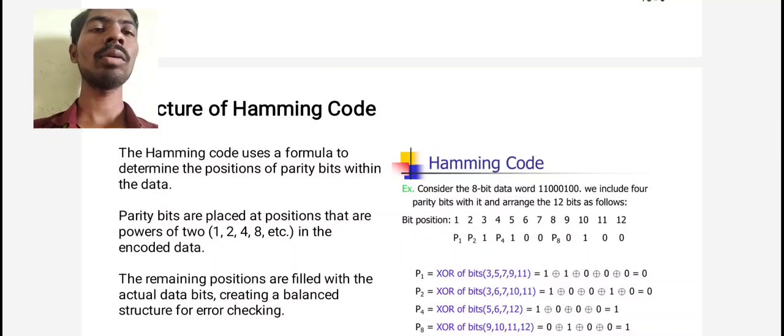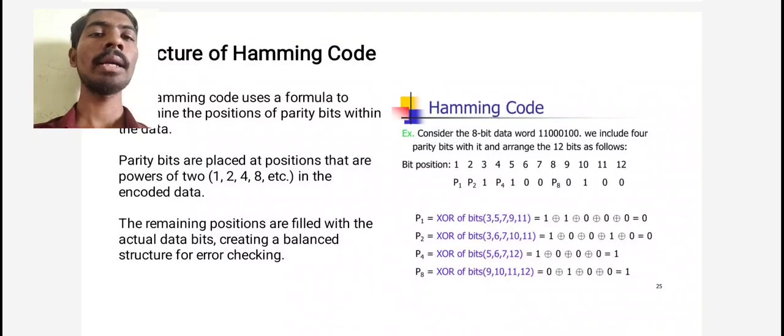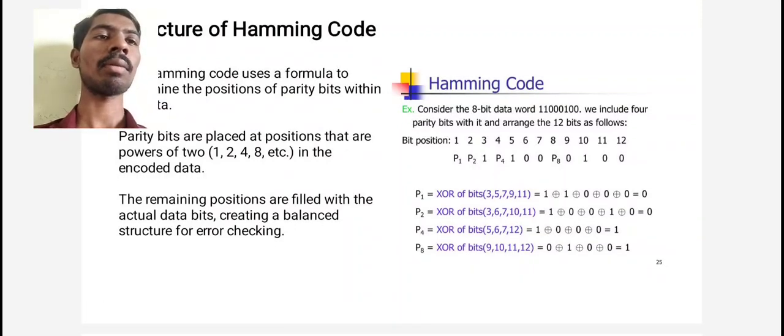Structure of Hamming code. The Hamming code uses a formula to determine the position of parity bits within the data. Parity bits are placed at positions that are powers of 2, for example 1, 2, 4, 8, etc., in the encoded data. The remaining positions are filled with the actual data bits, creating a balanced structure for error checking. See, this is an example.